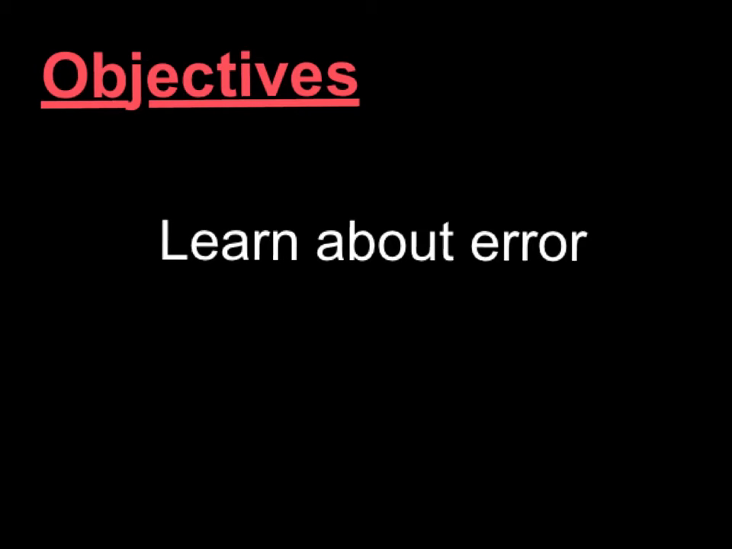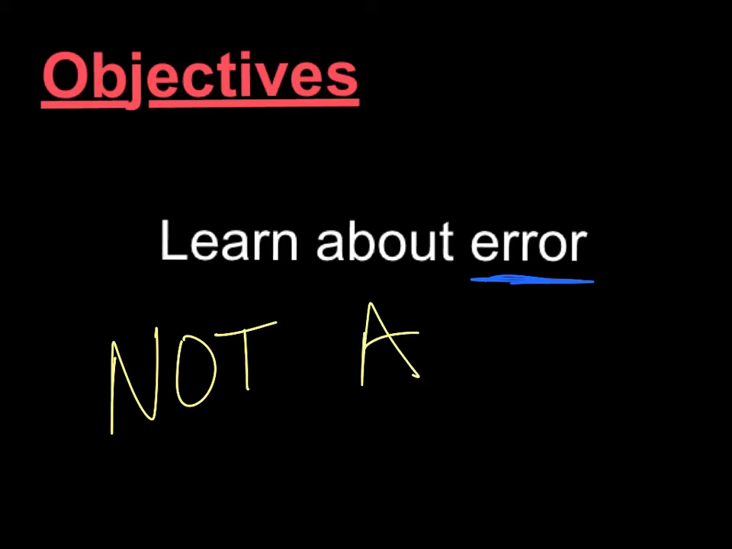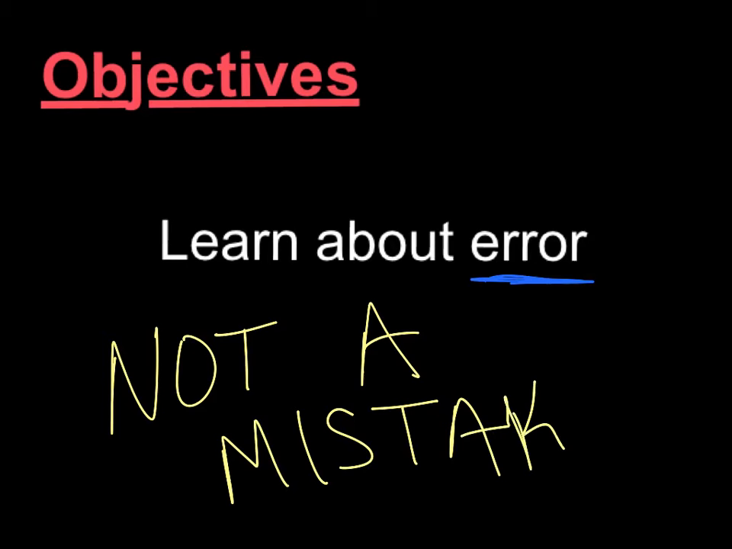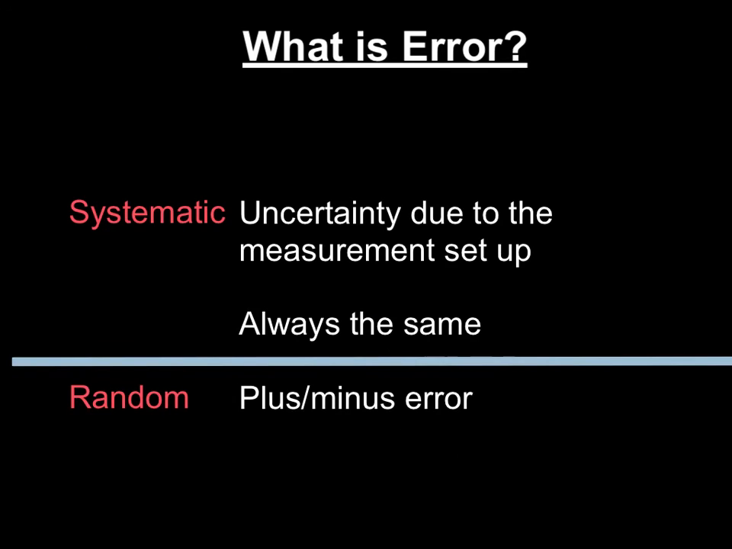So let's take a moment to talk about some pre-lab concepts. Specifically, we're going to talk about error, what it is and what it isn't. First thing I want you to know about error is that it is not a mistake. Repeat, it is not a mistake. All it tells us is how much you trust your number, how far in one direction or another it can be.